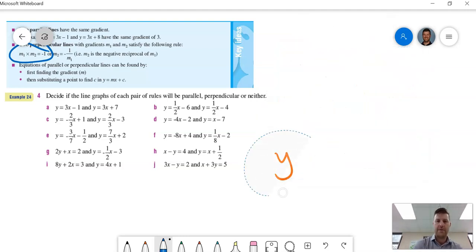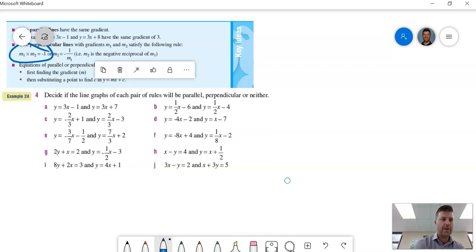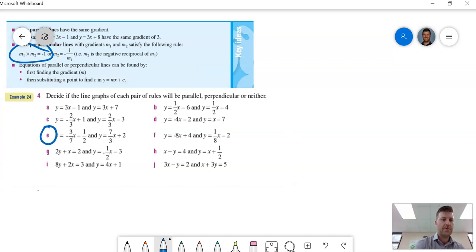Okay, so I'm going to jump in and have a go at a few examples. Let's start with question 4E. Sorry guys, this is my first time using the interactive whiteboard for a video, so bear with me. We've got two equations: y equals minus 3 over 7x take 1 over 2, and y equals 7 over 3x plus 2.